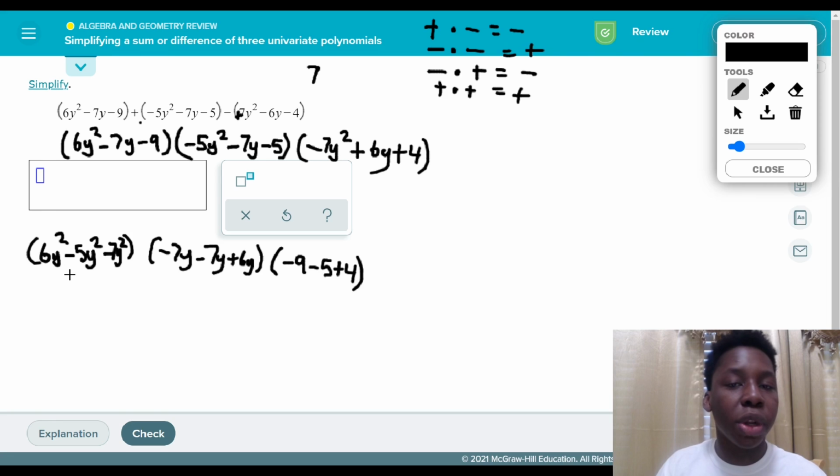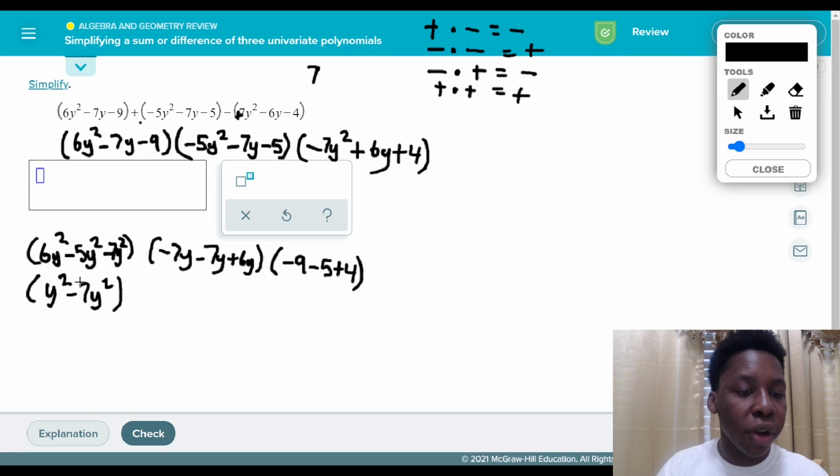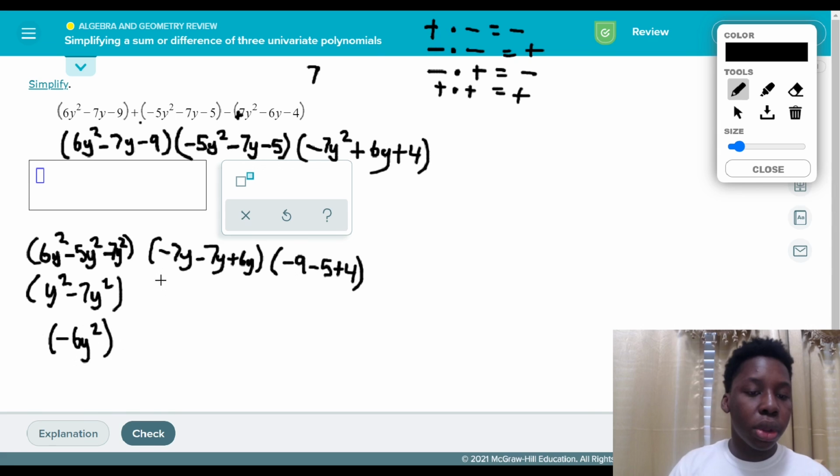So 6y squared minus 5y squared is a y squared. Okay, and y squared minus 7y squared equals minus 6y squared. Basically this is saying y squared minus 7y squared. 6y squared minus 5y squared equals y squared, and then y squared minus 7y squared will be equal to minus 6y squared. Okay, so we're done with that.